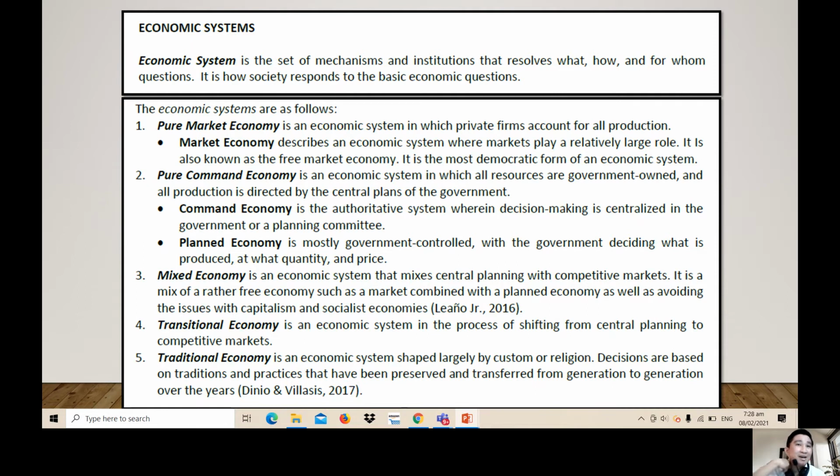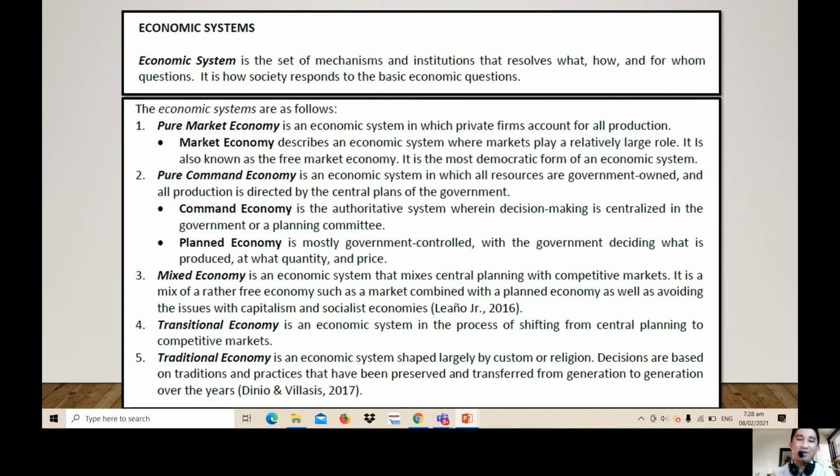We have this here, right? It is also applicable here in the Philippines. We have a market economy. The sellers or the businessmen are free to put up businesses in the market to provide goods and services to the consumers.